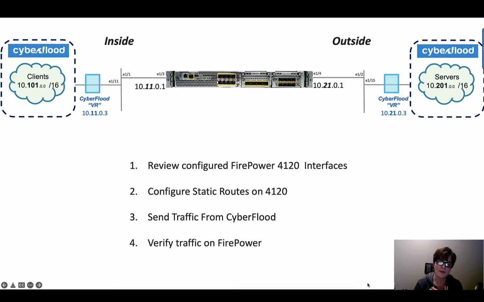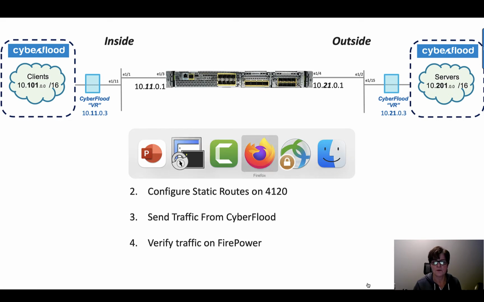What we're going to do in this video is review what I have already configured as the Firepower 4120 interfaces. I've already configured 10.11.0.1 as the inside and 10.21.0.1 as the outside on those two interfaces: Ethernet 3 in the middle on the client side, Ethernet 4 on the other side. From there, we're going to configure static routes on the 4120, just like the Nexus 9K layer 3 router had in the middle. Then we're going to send traffic from CyberFlood and verify traffic on the Firepower. So let's go ahead and start.